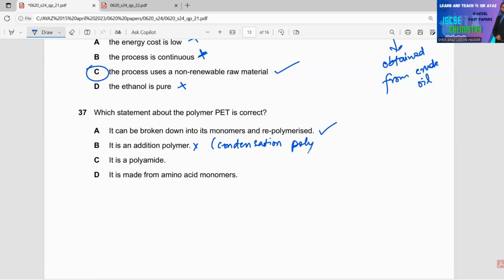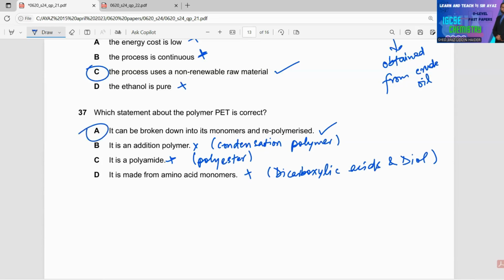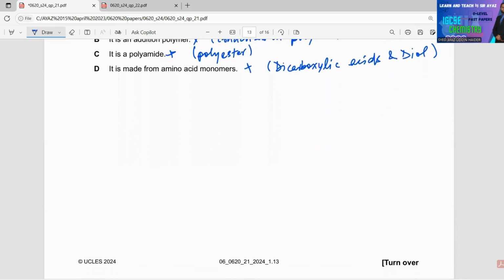It is produced along with the release of a simple molecule like water. C, it's a polyamide. This is wrong. It's polyester. D, it is made from amino acid monomer. This is also incorrect. It's made from dicarboxylic acids and diol. So A must be the right answer for MCQ number 37.